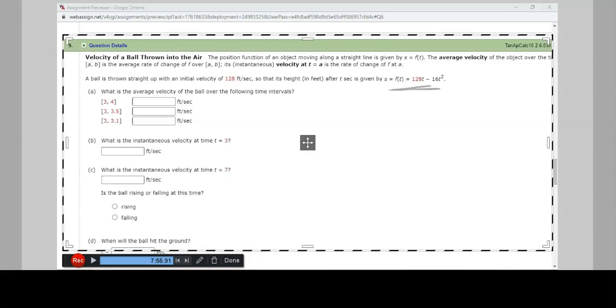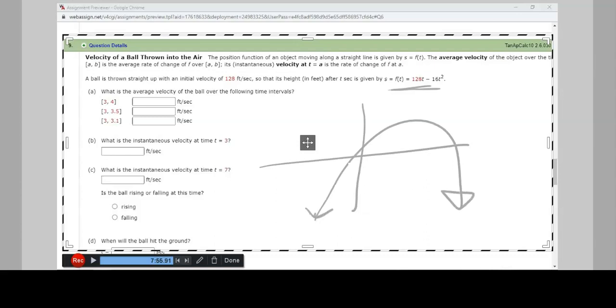It says what is its average velocity. So I am given an interval from x values of 3 to 4. So if I were to graph this thing, it would look something like this. Again, except that it hits at 0. All right, so this ball is thrown straight up. So the ball is going up, and then it's going to come back down. Its initial velocity is 128 feet per second. So I've got 128t minus 16t squared.